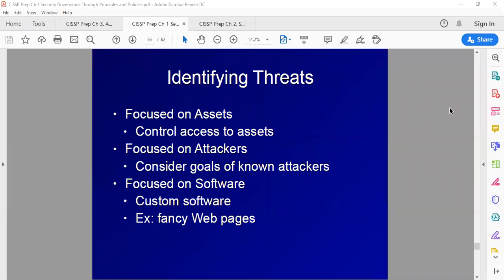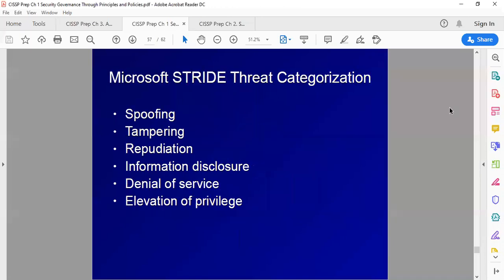Okay. So we have the Microsoft STRIDE threat categories: spoofing, tampering, repudiation, information disclosure, denial of service, and elevation of privilege. If you are doing ethical hacking, these are terms that come up. Spoofing is when you spoof information from different users. You're tampering with information, and repudiation and information disclosures.